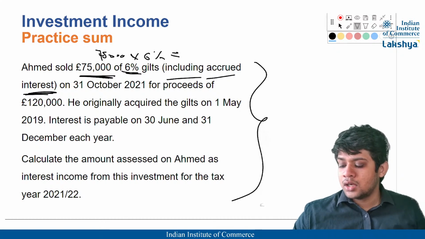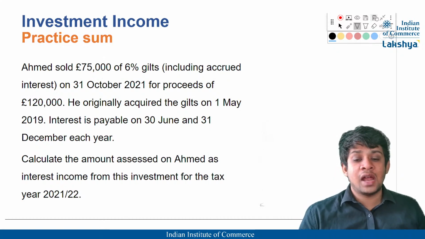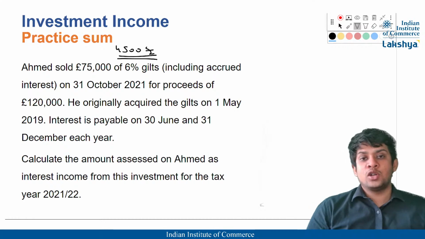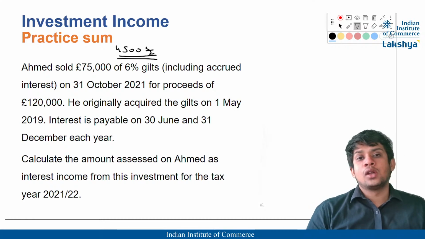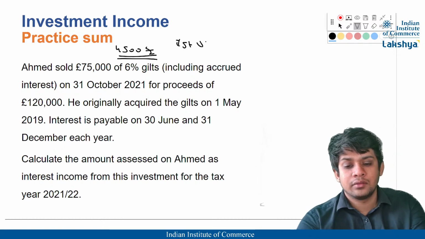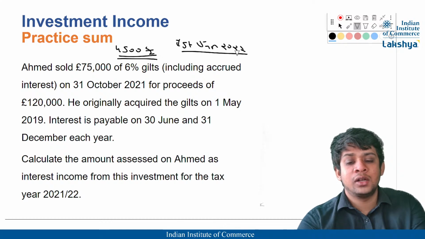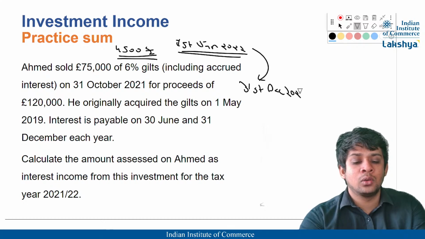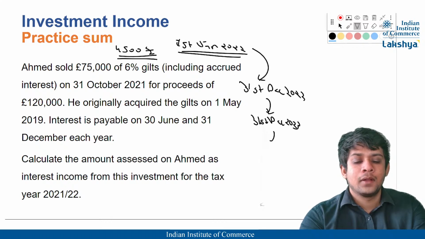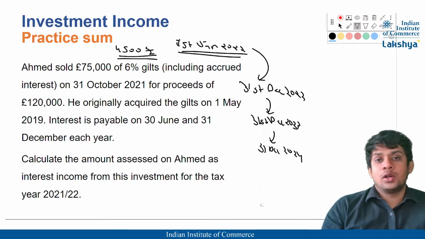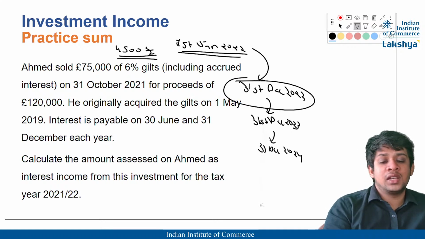So 75,000 into 6% interest, that is I receive annually £4,500 of interest on it. Now there is a date fixed. If I have purchased the bonds on 1st Jan 2022, every year it will accrue by the year end, that is 31st December 2022, 31st December 2023, 31st December 2024.